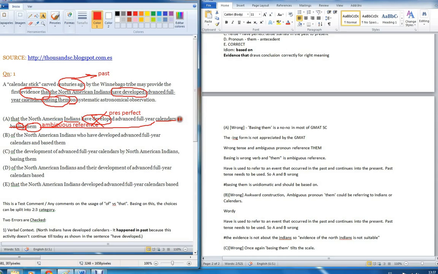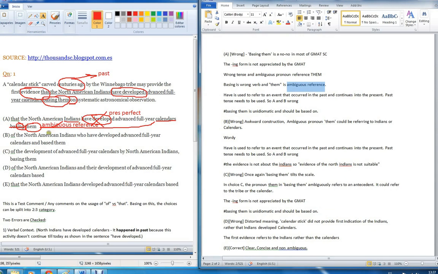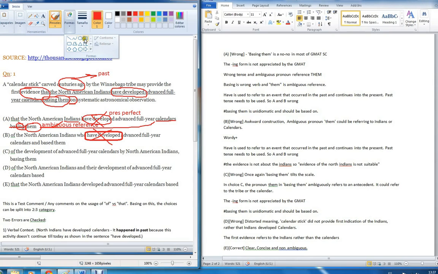Okay, so let's go to number B. Number B, we see here of the North American Indians who have developed advanced full-year calendars basing them. Okay, so here, for example, we have this who have developed, which is probably wrong because it's in present perfect. Also it's an awkward construction because them is not correct. It's ambiguous, as we have said already. Okay, for the same reason as A, it is ambiguous.